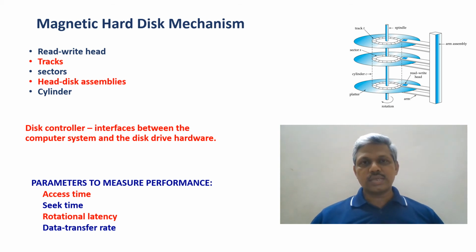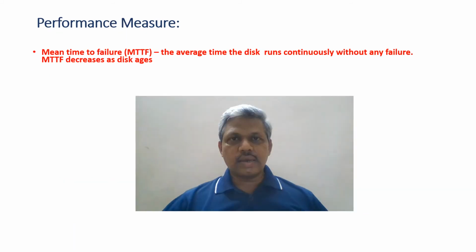And the fourth one is the data transfer rate. This refers to the amount of data that is transferred per second. Usually different systems have different rates. It usually ranges from 300 to 512 MB per second. Another important parameter for magnetic disk systems is mean time to failure, MTTF. It refers to the average time the disk runs continuously without any failure. Usually these disks run continuously for 3 to 5 years without any failure, and on average it varies from 5 lakh to 12 lakh hours without any failure.